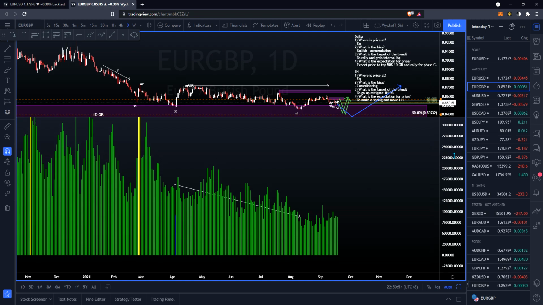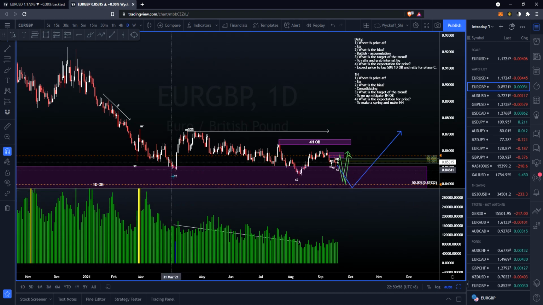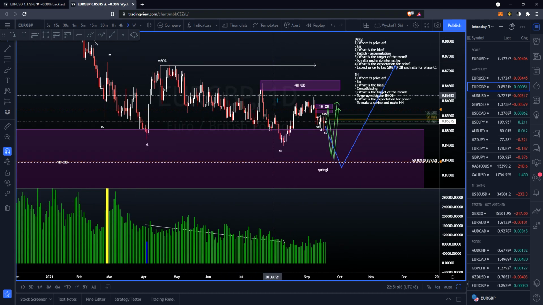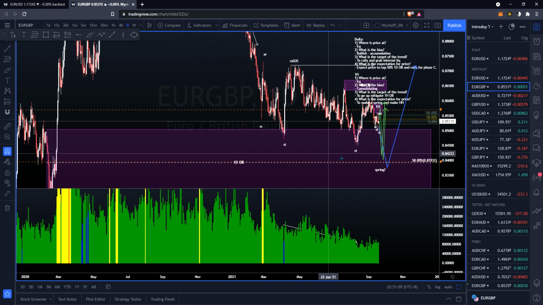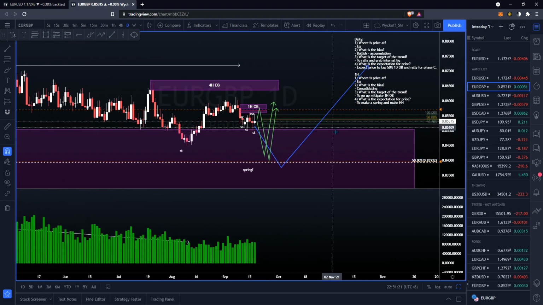I would expect buyers to be taken out over here, which is why volume decreases. Next, similar to last week, I'm still expecting price to come down to take these lows and to mitigate the daily order block at the 50% level to create a spring before we go up.